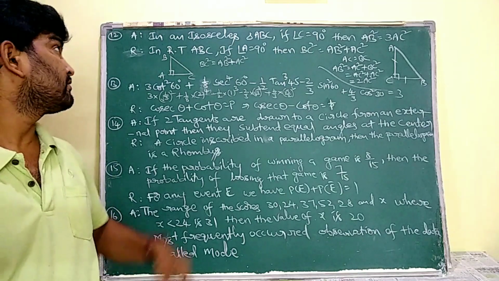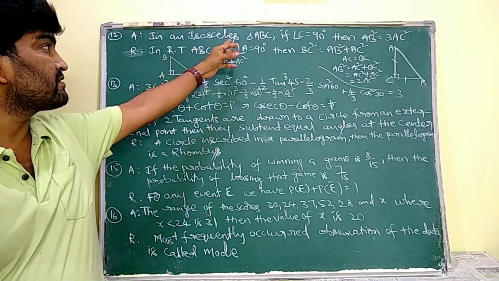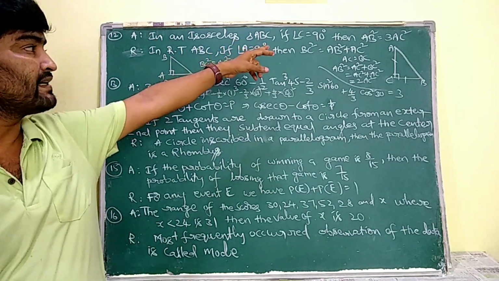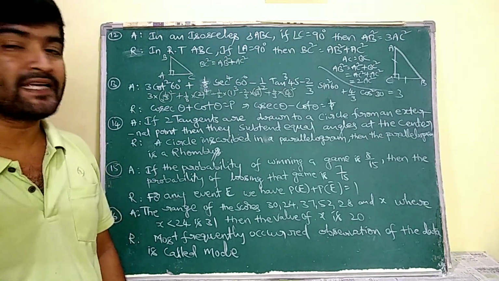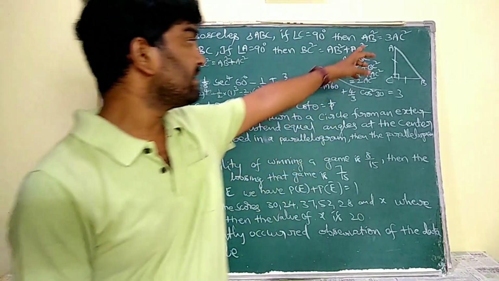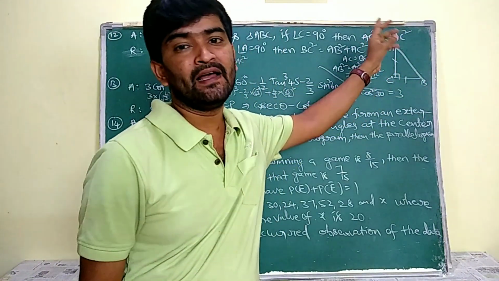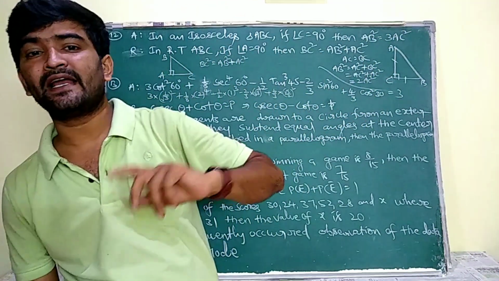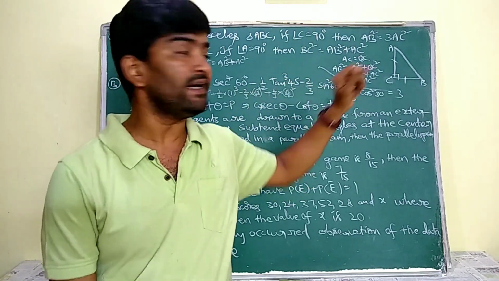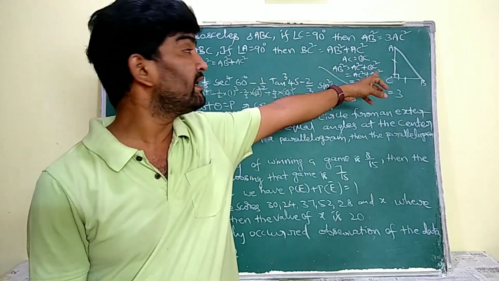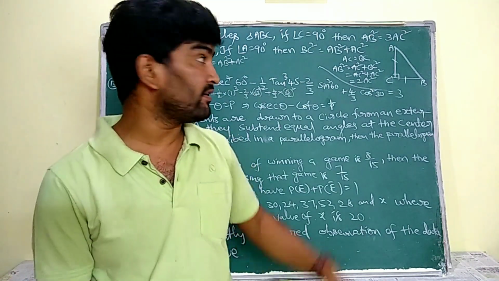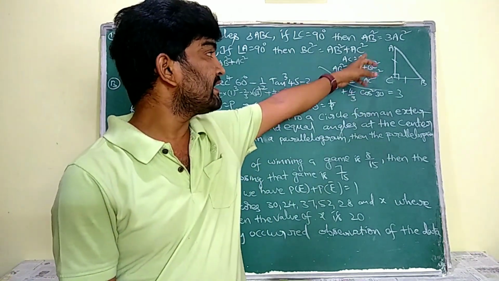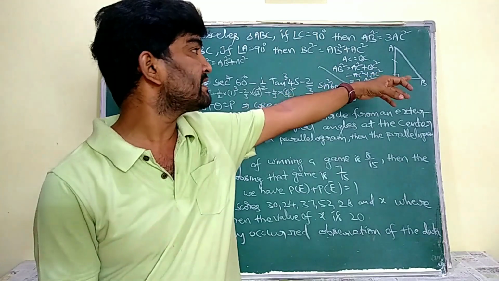In the 12th one, in an isosceles triangle ABC, if angle C is equal to 90 degrees, then AB square is equal to 3AC square, it is saying. See, this is an isosceles triangle, that is, a right angled isosceles triangle, as he mentioned that C is equal to 90. In that triangle, we know that AB square is equal to AC square plus BC square by Pythagoras theorem. Before that, it is an isosceles triangle, so AC is equal to BC.